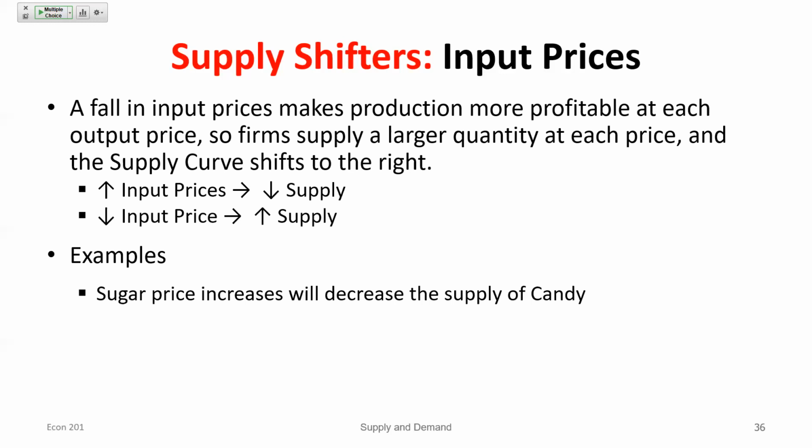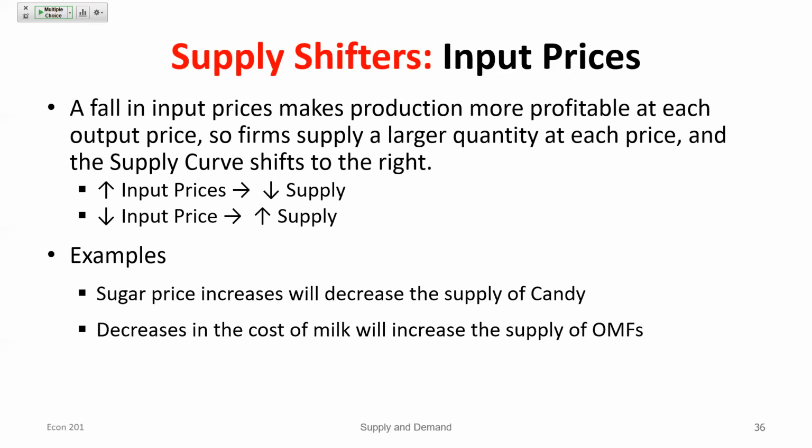So we've got some examples, right? We saw sugar price increase, right? That's going to decrease the supply of candy, because it takes sugar to produce candy. This is a stupid example, but this is the idea. You think about if the cost of milk went down, in that example we were using of Zoolander's orange milk and frappuccinos. Decreasing the cost of milk means that supply would increase for those, because one of the inputs is milk.